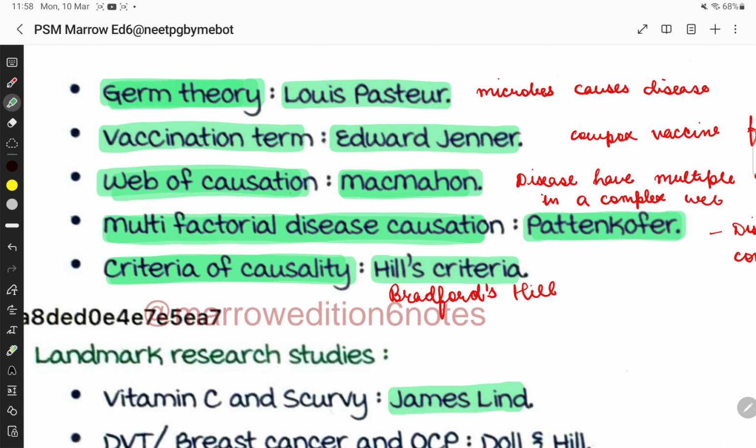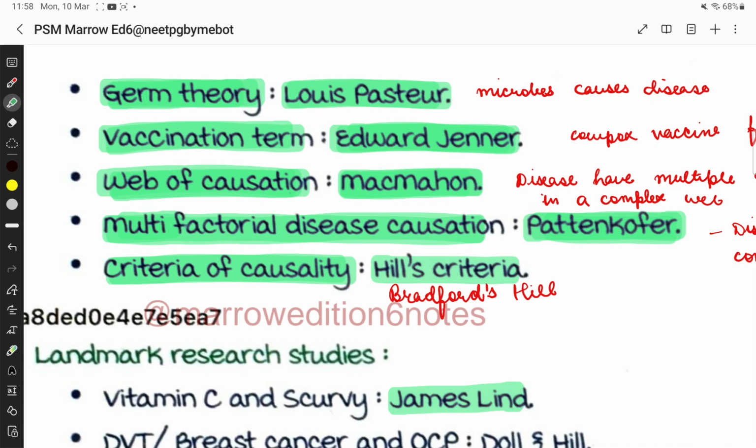So germ theory was given by Louis Pasteur, vaccination term by Edward Jenner. Edward Jenner is the father of immunology or vaccination. McMahon gave the web of causation, multifactorial disease causation was given by Patton Kofer, and criteria of causality is known as Hill's criteria.